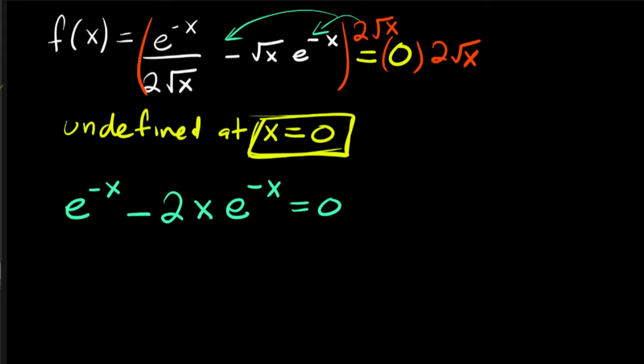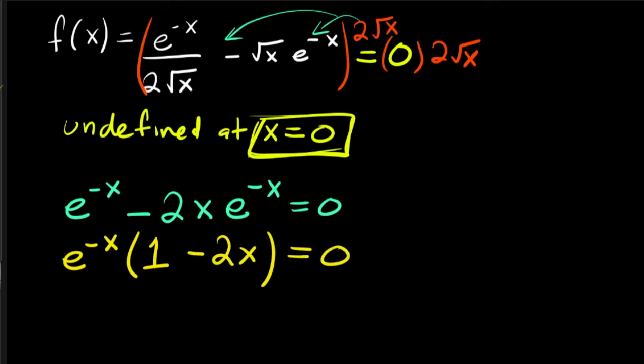Okay, now the next thing, I need to get rid of this e to the negative x, so why don't I just factor it out? And then what I would have left over is the 1. Make sure you don't forget the 1, the placeholder for this guy, and then minus 2x equals 0. Now notice that this guy right here can't ever equal 0, and it's also not undefined.